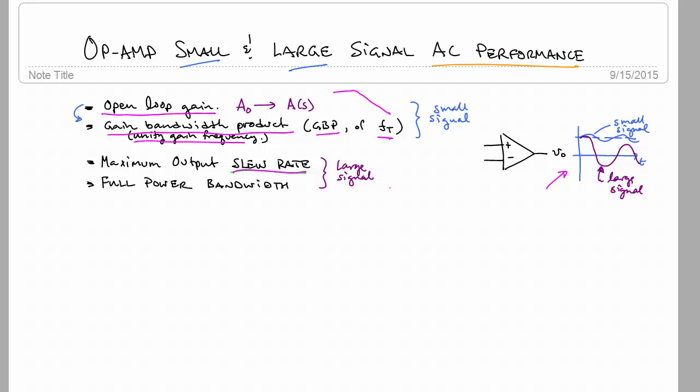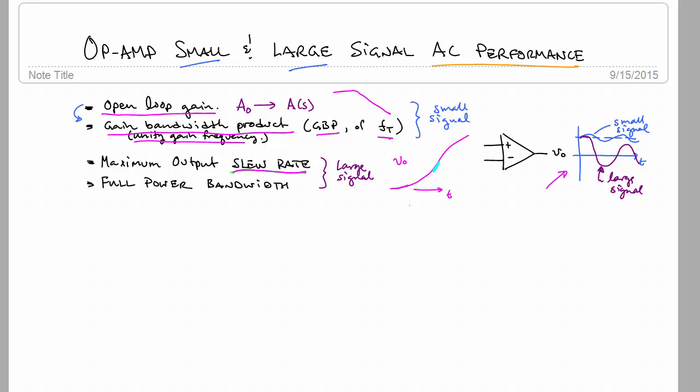So if the output is asked to do something like this, at every point in time, there is a slope, a dV/dt. And there is a point at which, of course, that slope is maximum. It looks like it's somewhere in here. And the question is, any real op-amp, do you think it can support any arbitrarily high slew rate?